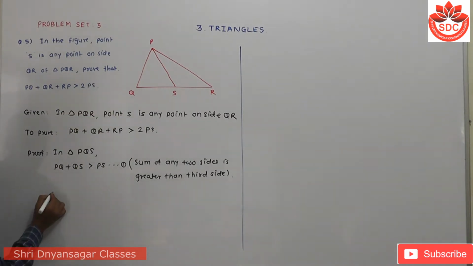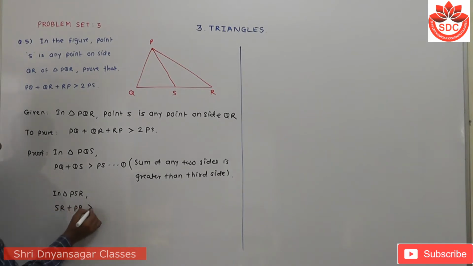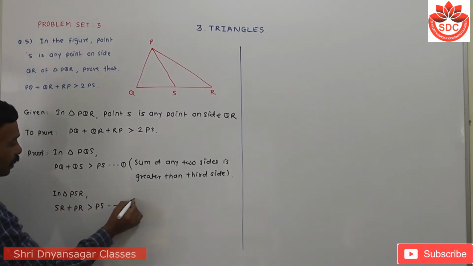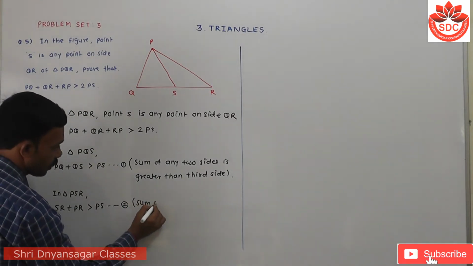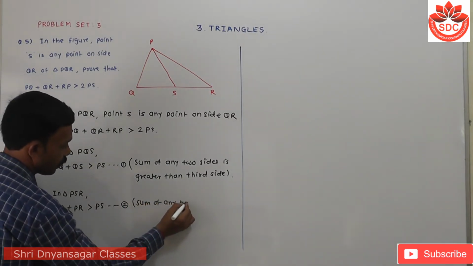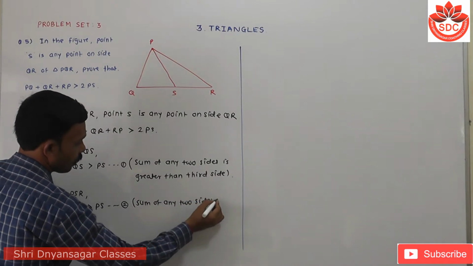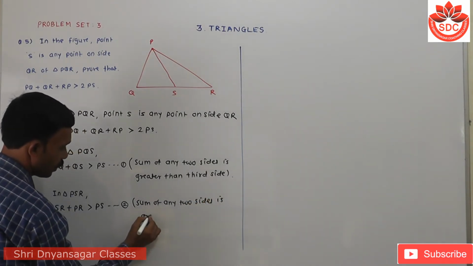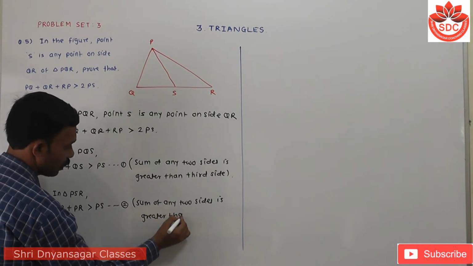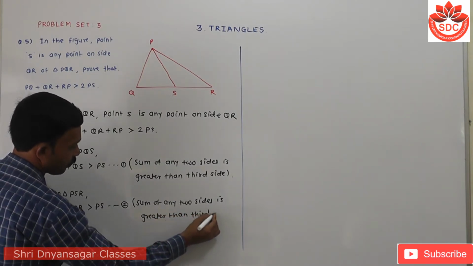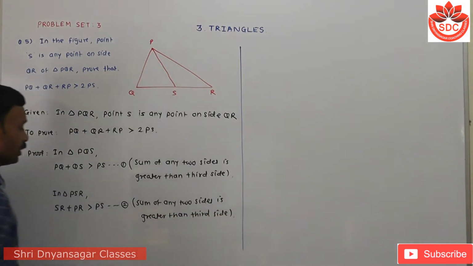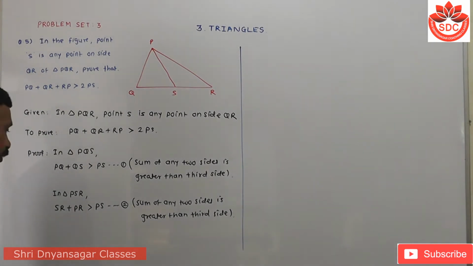Then take another triangle. In triangle PSR, sum of any two in that, SR plus PR is also greater than PS. Equation second, because same reason, sum of any two sides is greater than third side. Means sum of any two sides of the triangle is greater than the third side.